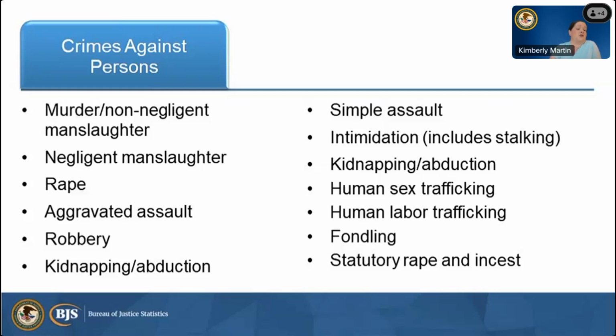And so we also capture the similar types of crimes to the NCVS. So simple assault. I know that there is a stalking supplement to the NCVS. NIBRS captures a crime called intimidation, which includes stalking, according to the NIBRS technical specification. And we also capture simple assault and aggravated assault and different forms of rape and sexual assault. And by sexual assault, I mean fondling, and also robbery.